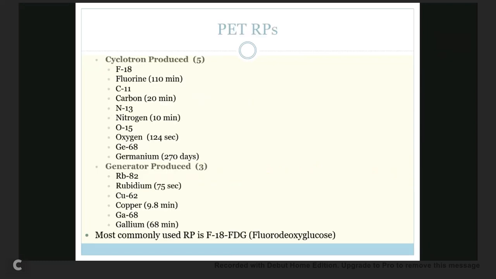All right, so the top radioisotopes that we use would be FDG 18, which is fluorine, carbon 11, nitrogen 13, oxygen 15, and germanium 68. And those are all cyclotron produced. And then you have rubidium 82, copper 62, and gallium 68, and those are generator produced. Okay? And the most commonly used is going to be the FDG 18. So now, you guys, for the test, you need to know these. Okay? Make sure you know them.